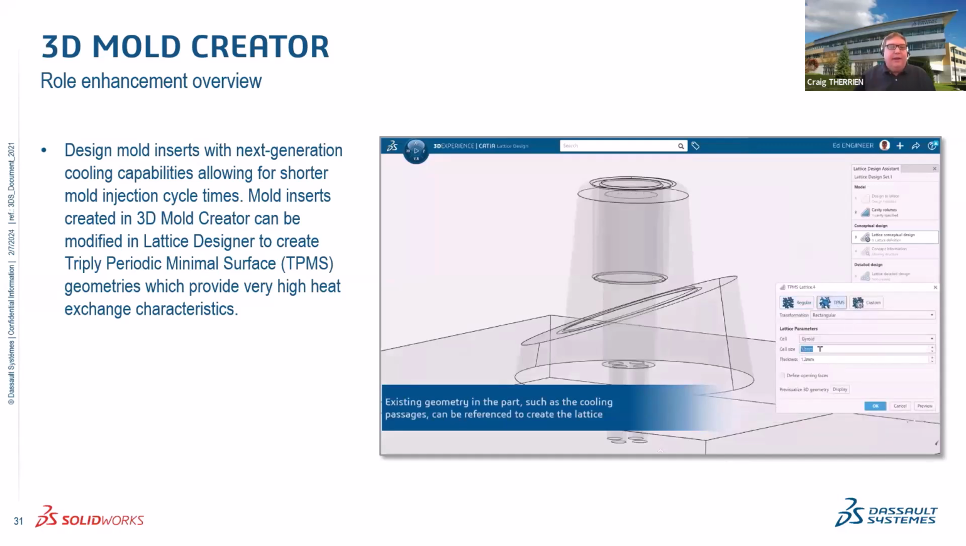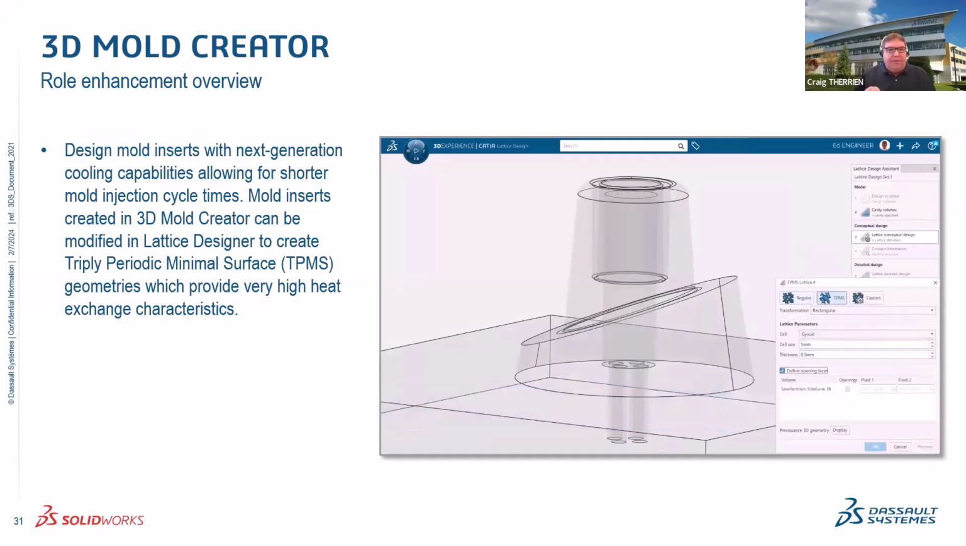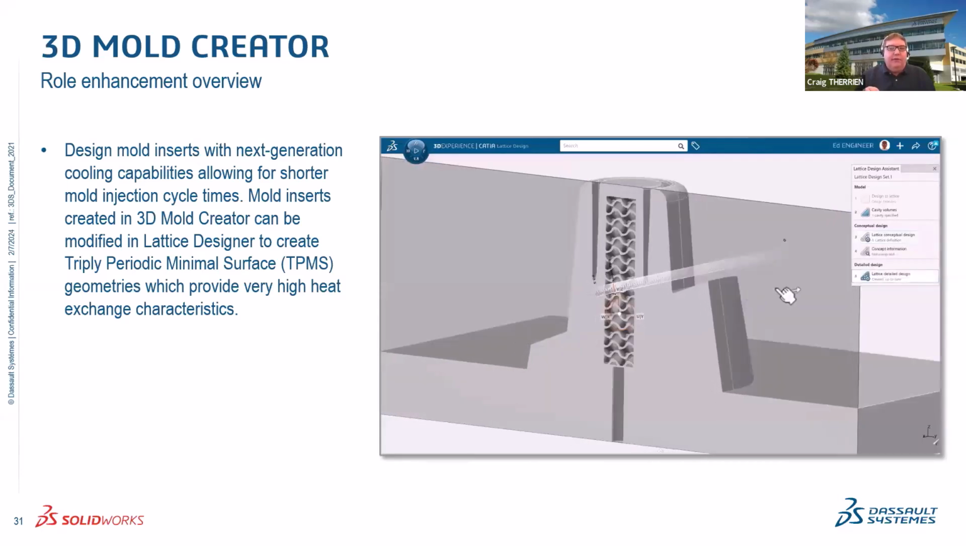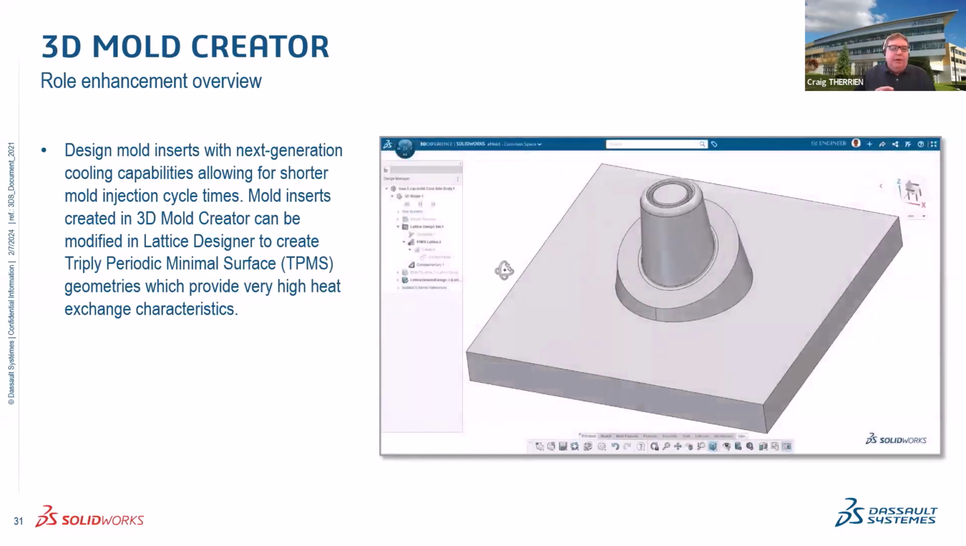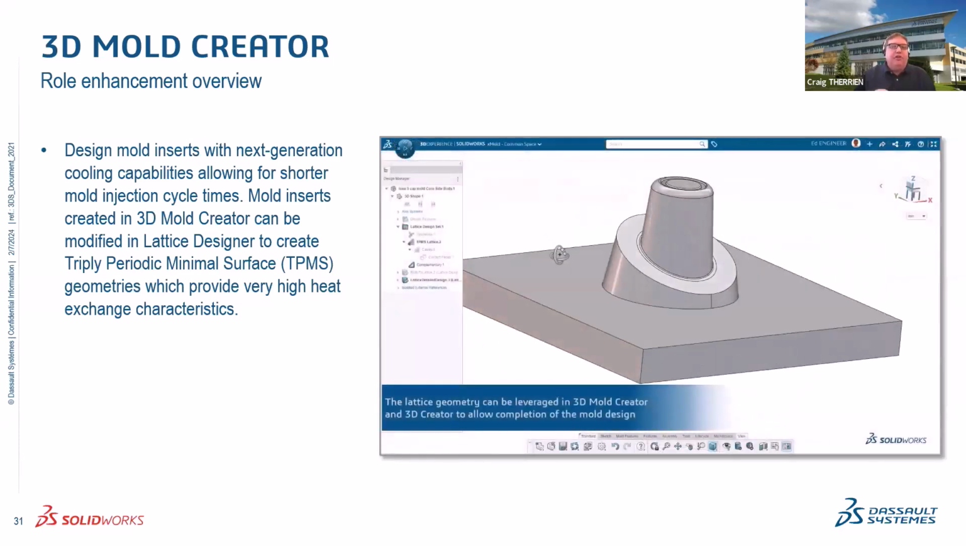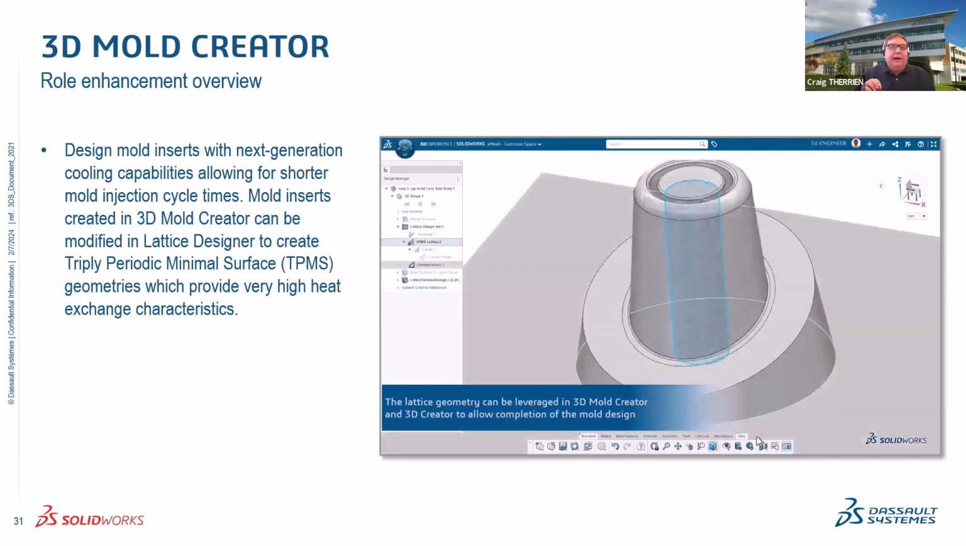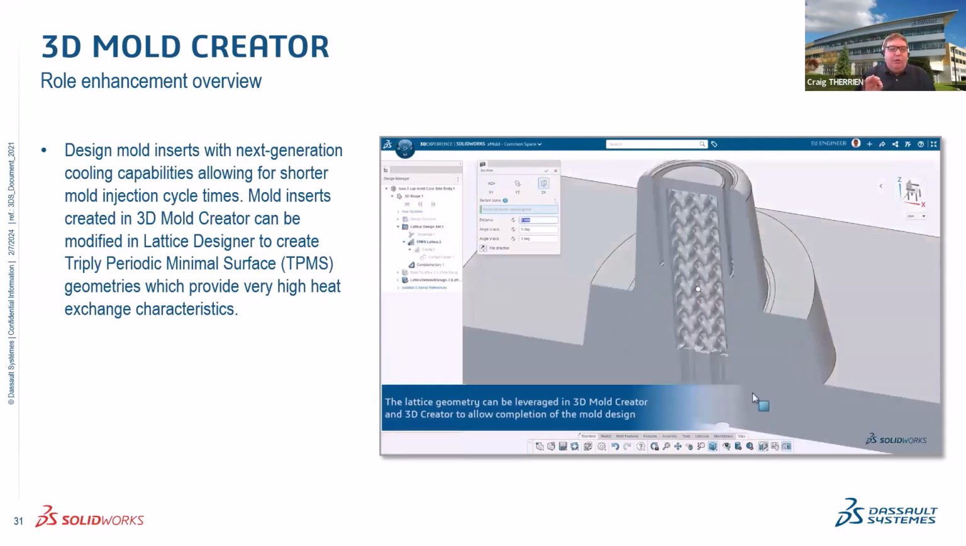So this is something that's very specific. This very specific type of geometry is really going to be the future of how molds are cooled. This type of geometry has to be 3D printed, metal 3D printed actually, and then usually machined afterwards. So that's the update for 3D Mold Creator.